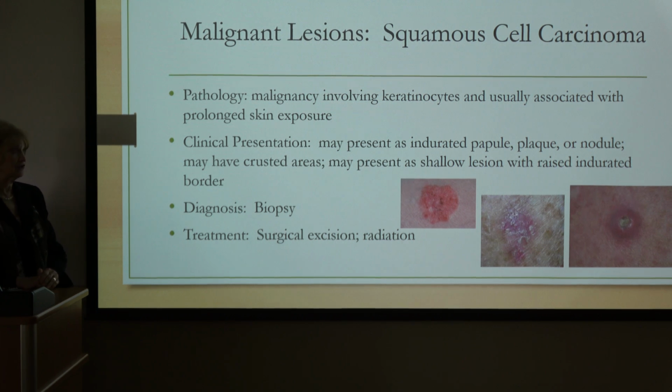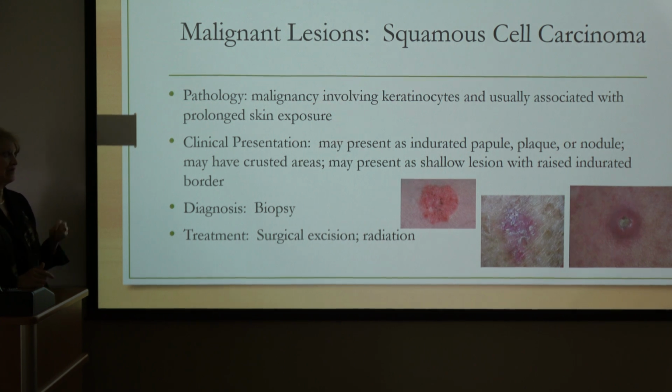So, moving ahead to squamous cell carcinoma, again, superficial skin cancer. It involves the keratinocytes. It occurs in areas that were exposed to the sun repetitively. So again, most common on the face, neck, ears, scalp, arms, and sometimes the legs. And these are the different presentations.